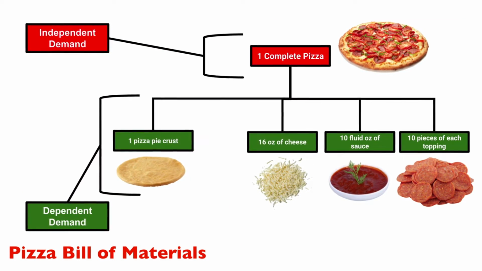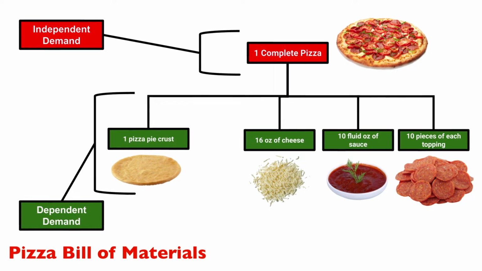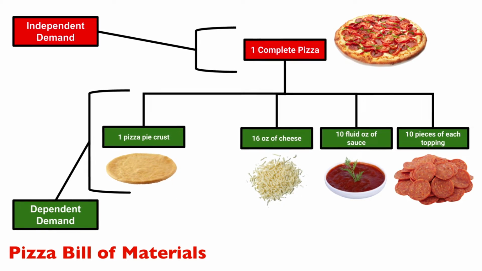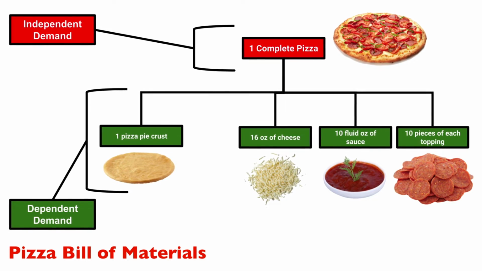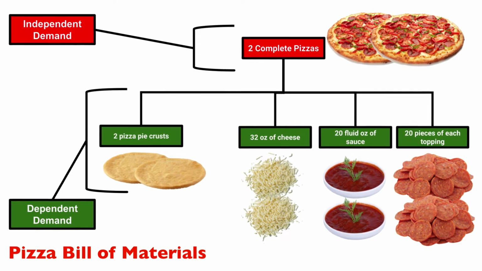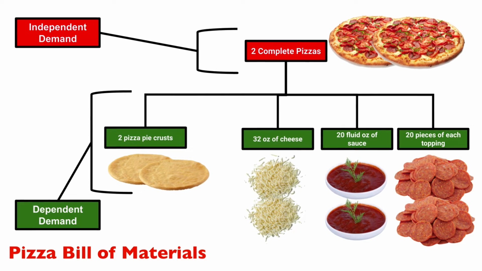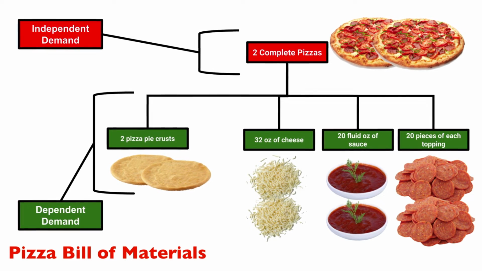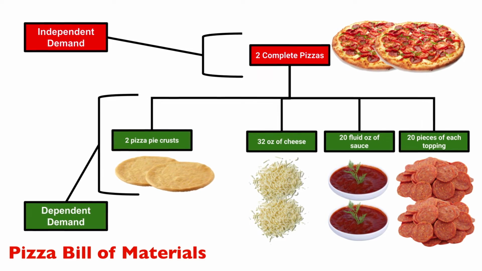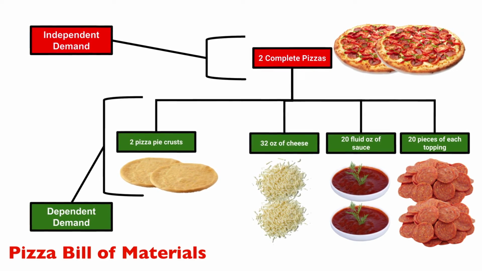Every pizza requires 1 pizza pie crust, 16 ounces of cheese, and 10 fluid ounces of sauce. In addition, when a customer orders a pizza, they get 10 pieces of each topping. So let's say a customer orders 2 pepperoni pizzas. These are the independent demand. Our system would automatically calculate that we need 2 pizza pie crusts, 32 ounces of cheese, and 20 fluid ounces of sauce. We would also need 20 pieces of pepperoni.